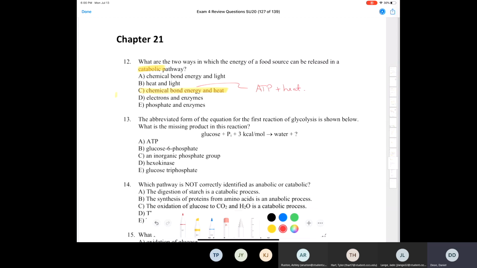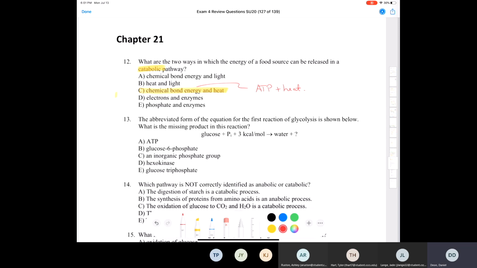So when we consume food, we store some of that chemical energy as the bonds in ATP, the high energy phosphoanhydride bonds in ATP, and then we also convert a lot of it into heat to keep ourselves warm. Number 13 says the abbreviated form of the equation for the first reaction of glycolysis is shown below. What is the missing product in this reaction?